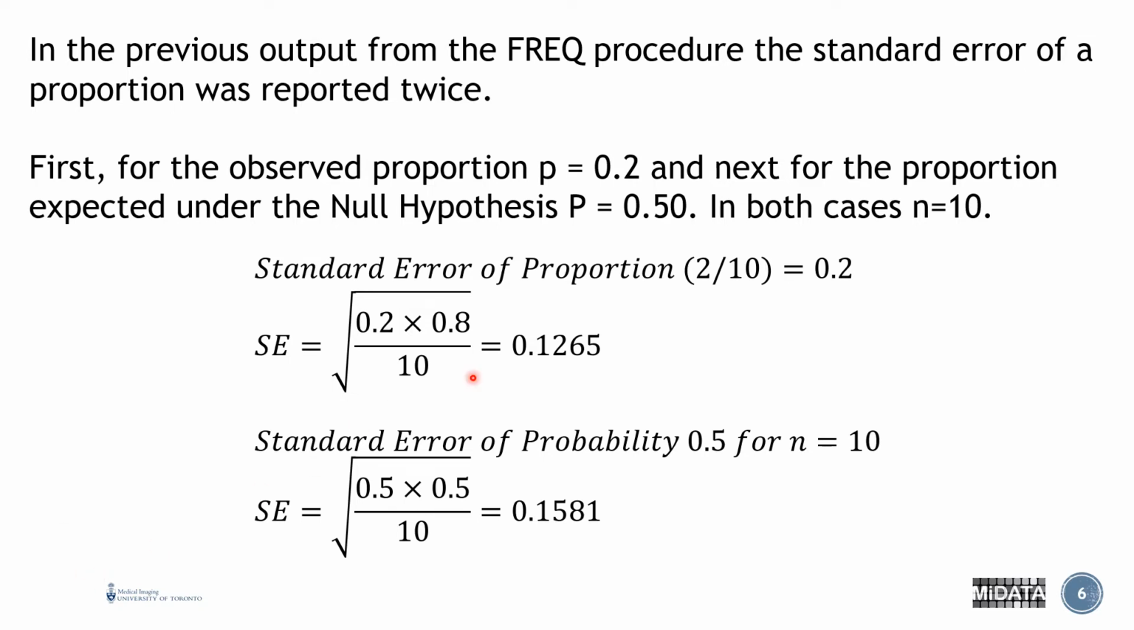So if we do the calculation ourselves, we'll see that the standard error is equal to the square root of 0.2 times 0.8 divided by 10, which is equal to 0.1265. And if you go back to the slide, you'll see that that's exactly what SAS reported. And for the null hypothesis, we get 0.1581. And once again, if you look on the right side of the slide, you will see that that's what the standard error was calculated as by SAS.